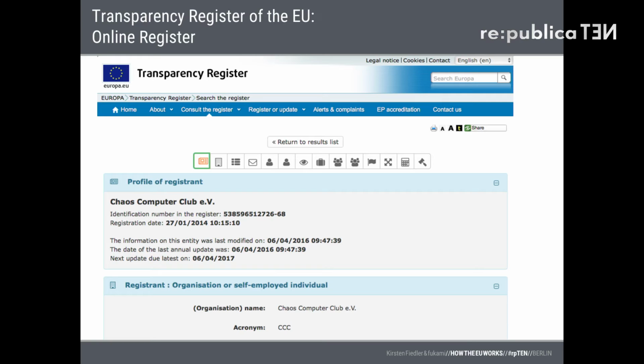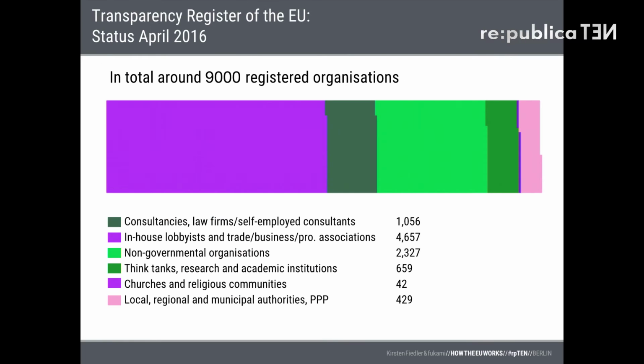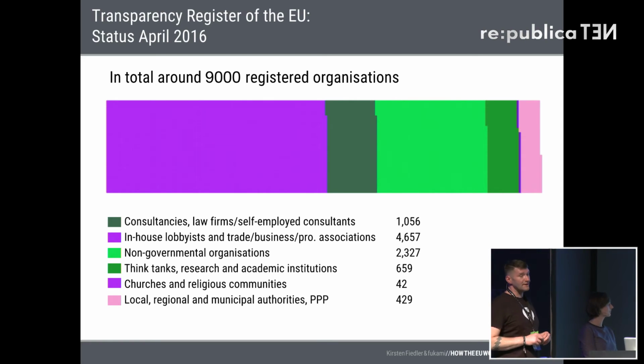The transparency register itself is an online register, so you can register there. It needs to be renewed every year, and there is a lot of information that you have to provide. For example, if you are an organization, you have to fill in your financial background and your affiliations. The groups that are registered are roughly 9,000. Half of them are in-house lobbyists and trade people, and NGOs are roughly a third.